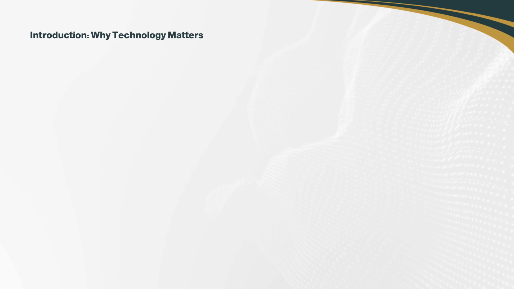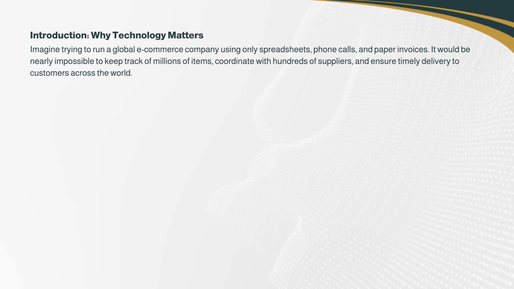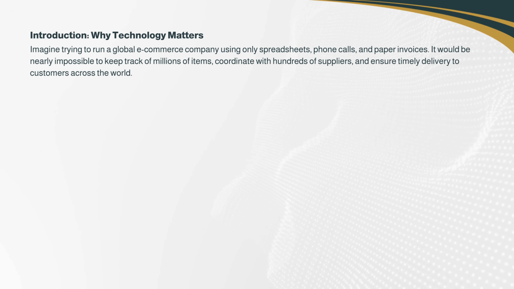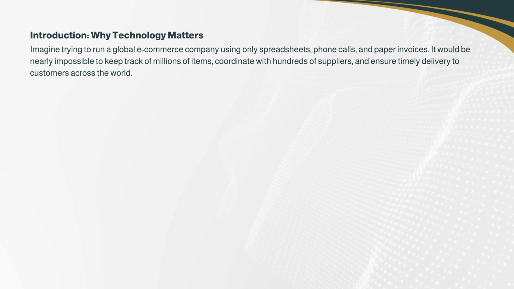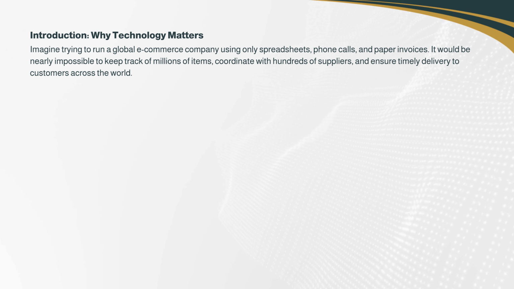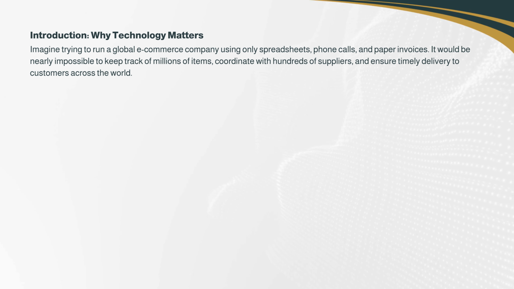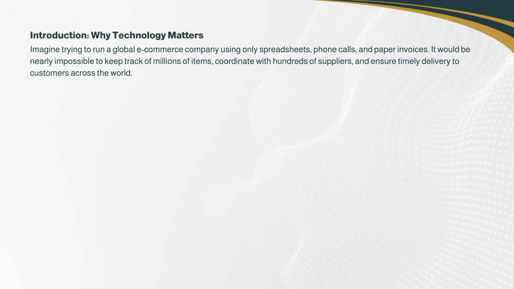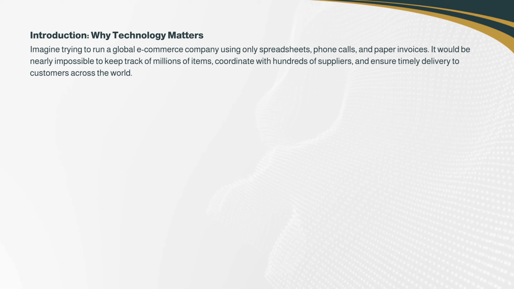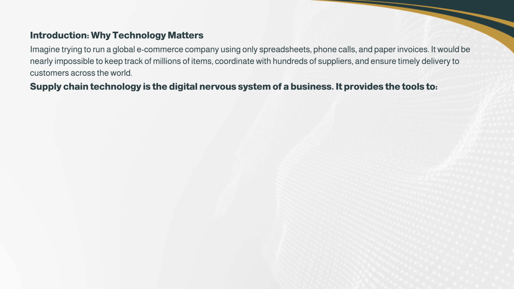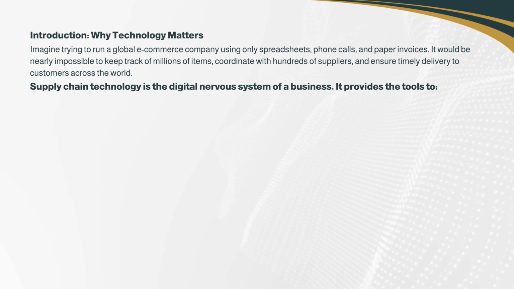Introduction. Why technology matters. Imagine trying to run a global e-commerce company using only spreadsheets, phone calls, and paper invoices. It would be nearly impossible to keep track of millions of items, coordinate with hundreds of suppliers, and ensure timely delivery to customers across the world. Supply chain technology is the digital nervous system of a business.